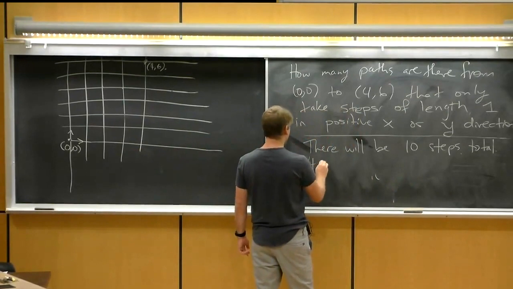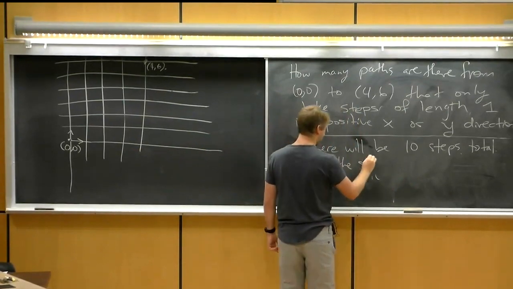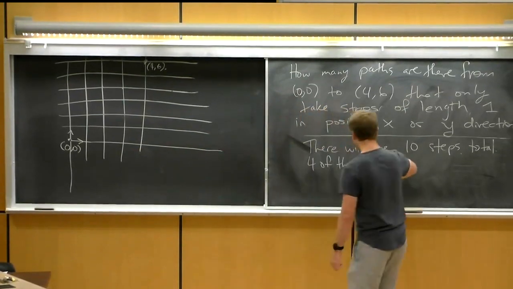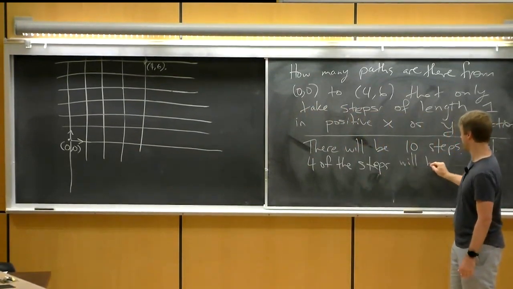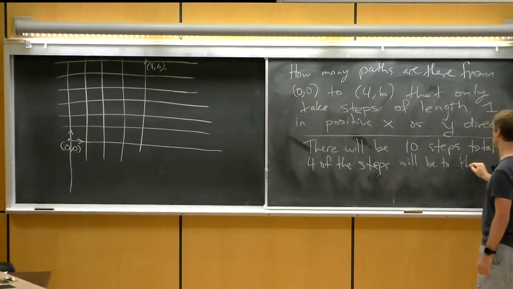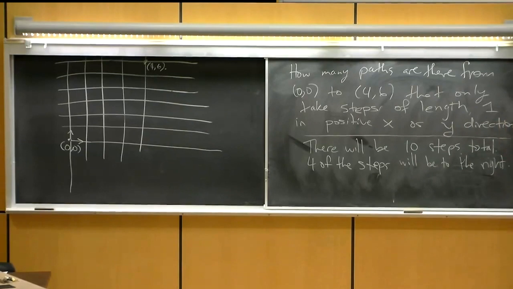Four of the steps, that's exactly what we want to recognize here. Four of your steps have to be to the right, 6 of them have to be up. If you take only 3 to the right, well, you're going to have to take 7 up, and then you're not going to end up there. So does anyone see the answer?